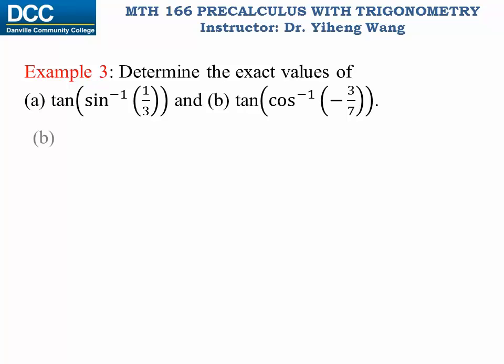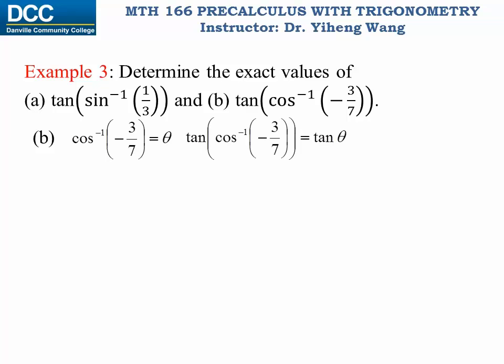For part B, similarly, we know that cosine inverse negative 3 over 7 is an angle theta, and we know that we need to find tangent theta for this problem. Now, what do we know about this angle theta? Because theta equals inverse cosine negative 3 over 7, cosine theta must equal negative 3 over 7, and at the same time, theta must be between 0 and pi.